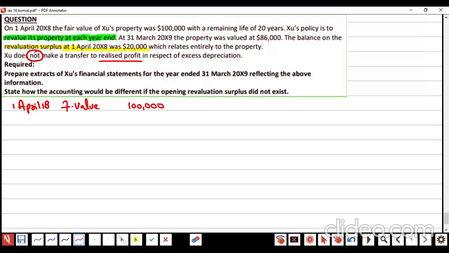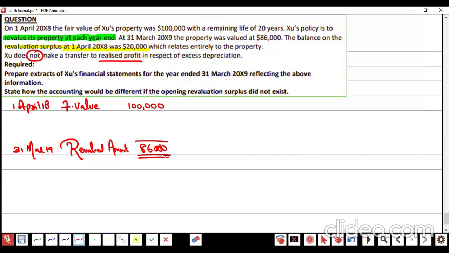Now tell me the problem. The revaluation is happening on which date? 31st March 2019. That is the revalued amount, 86,000. At the year end, the valuation is 86,000. Tell me one thing: are you happy with this or are you sad with that?